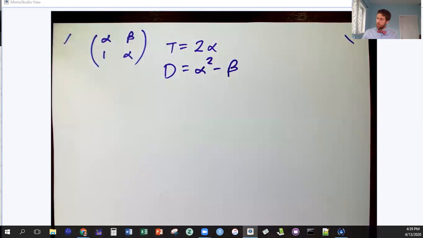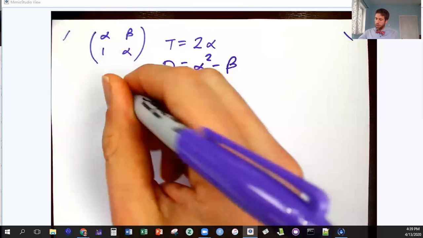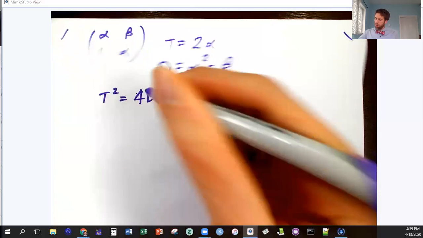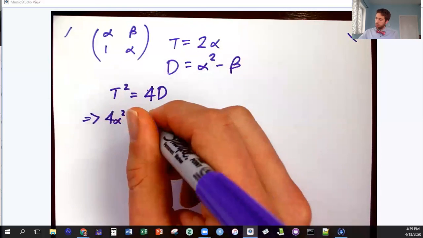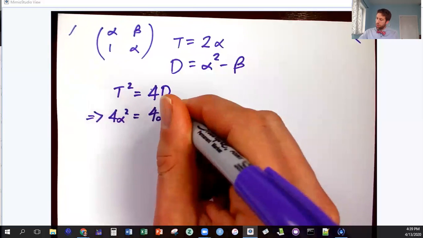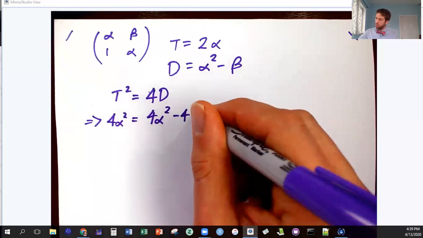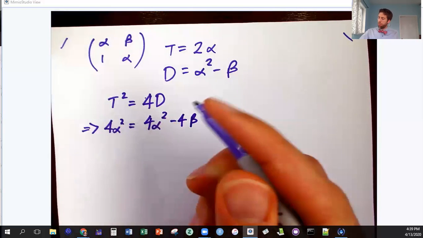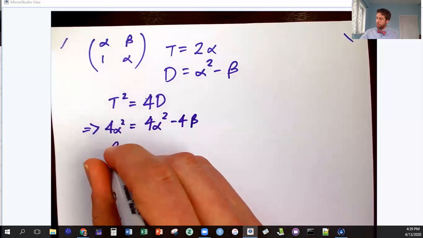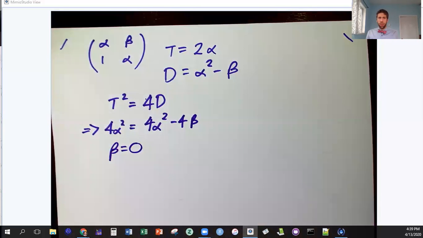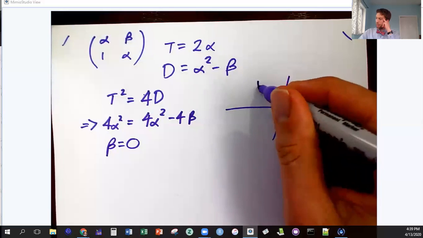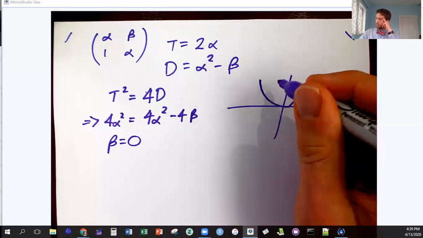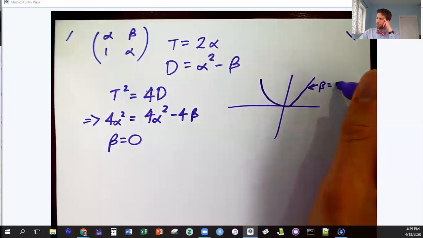Okay, so then calculate trace squared equals 4 times the determinant. Well, you can substitute and you get 4 alpha squared equals 4 alpha squared minus 4 beta. Subtract those from both sides and divide by 4, and you get beta equals 0. So in our trace determinant plane, this line right here is when beta equals 0.